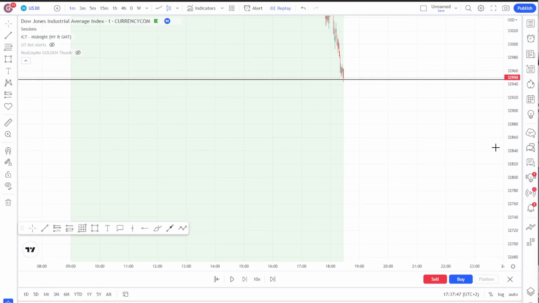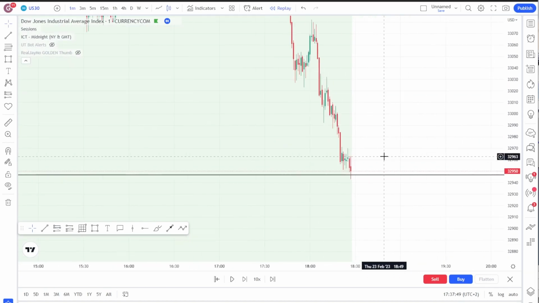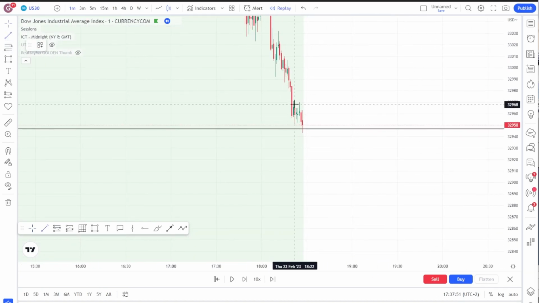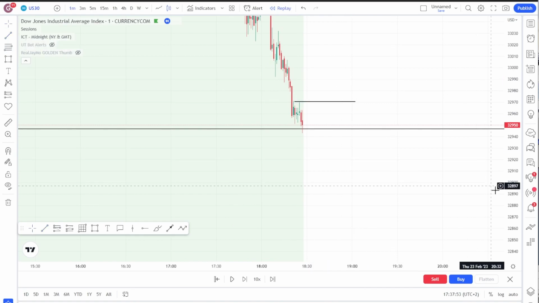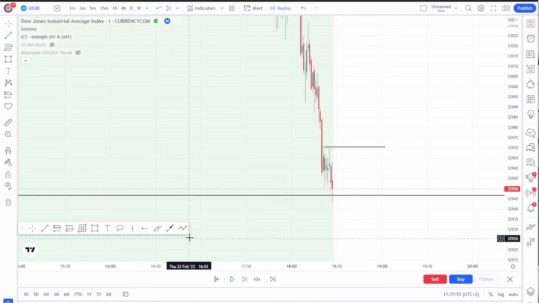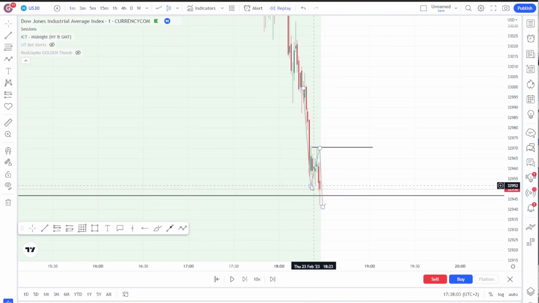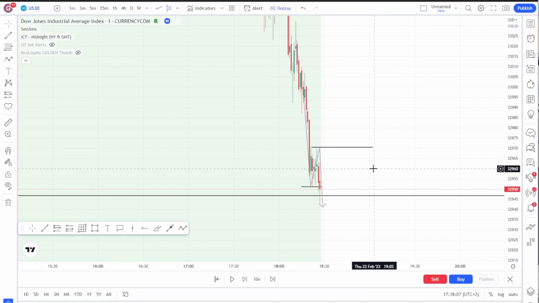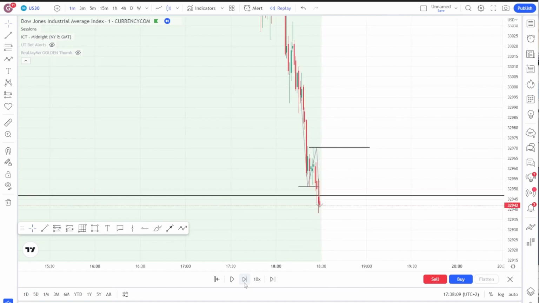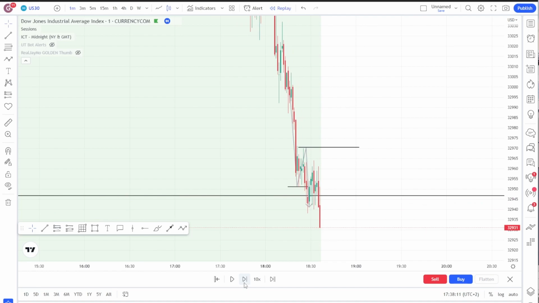Okay, so we get a violation of this level, and now we're looking for a break of the high. How do we know that this is the high? We look, price came down, came back up, and came back down. This was confirmed when this low was broken. And so that is the high. So now we're looking for that area to be broken by price.